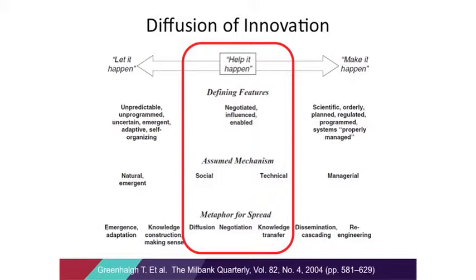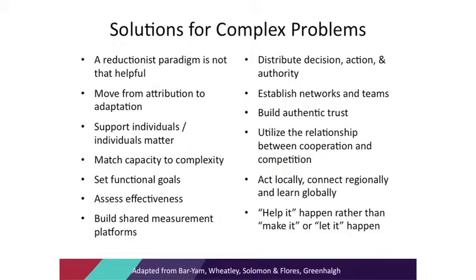But fundamentally, in a complex system, you need to help it happen. You need to nudge it along. You need to influence emergence and do those sorts of things. And that's more negotiated, and you can see where trust, again, becomes important. So this is my comprehensive list of solutions for complex problems.